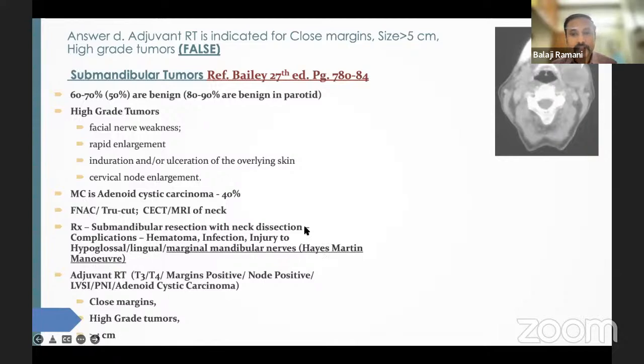Now, how do you manage these tumors? Whenever you have a salivary tumor, you have to go for an FNAC. Rarely you may go for a true cut. Preferred is always an FNAC to establish the diagnosis of malignancy. And once that is done, then you have to go for a CT scan or an MRI of the neck.